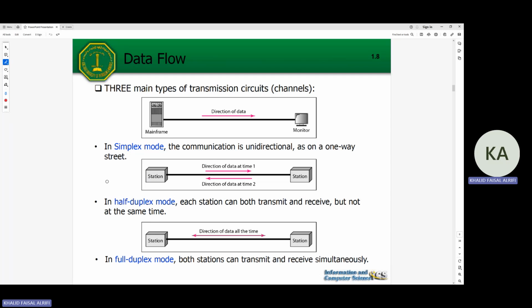In half duplex mode, both parties can send data to one another, but only one at a time. If station one wants to send something to station two, station two cannot at the same time send something to station one. Each one of them will only share data at once. But in the last transmission circuit, which is full duplex mode, both can send to each other at the same time. So both of them can send data simultaneously. Okay.